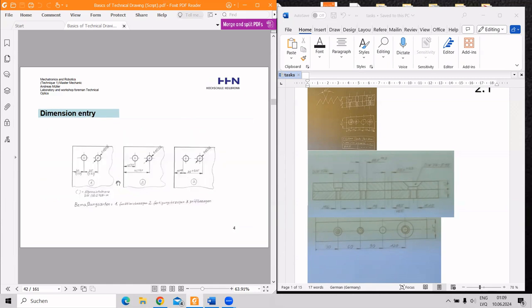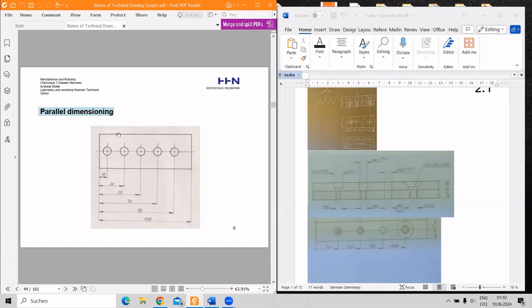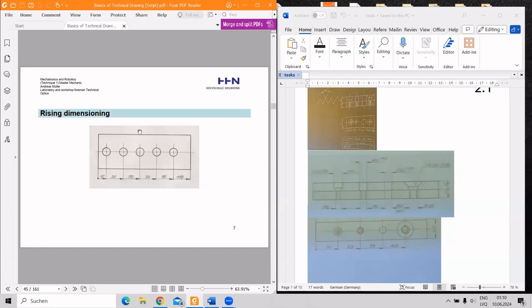Here are some examples of dimension entries. We'll use mainly function related. This type. There is thickness, an abbreviation used very commonly in different tasks. Okay. Here's also an example of parallel dimensioning, but we will use mainly rising dimensioning. It can be designated this type, or also we'll see then some tasks with different options, quite similar to this.